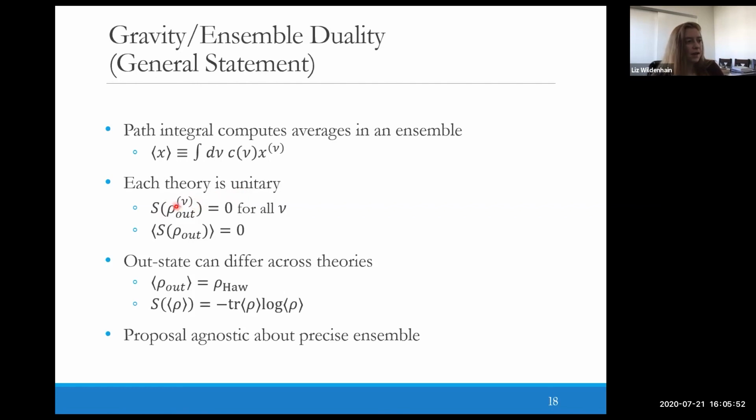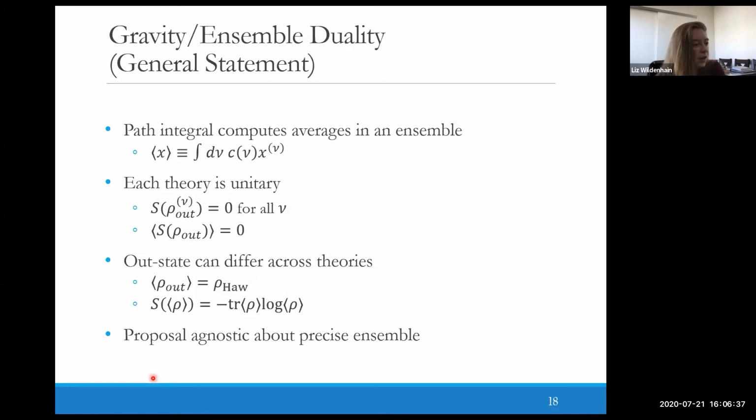The reason this resolves the problem is because each individual theory is unitary, which means that the outstate in each individual theory has zero entropy for any theory that you pick. But when you compute the average entropy, this is still zero. And then if you compute the average outstate instead, because the outstate can differ across the theories, this can give you a mixed or thermal state, like the Hawking state. And then the entropy is something consistent with a mixed state, it's not zero. So the proposal is that the RT calculations are computing this average entropy, but Hawking's calculation is computing the average state. And so that allows us to have these two different apparent values for the entropy of the radiation.